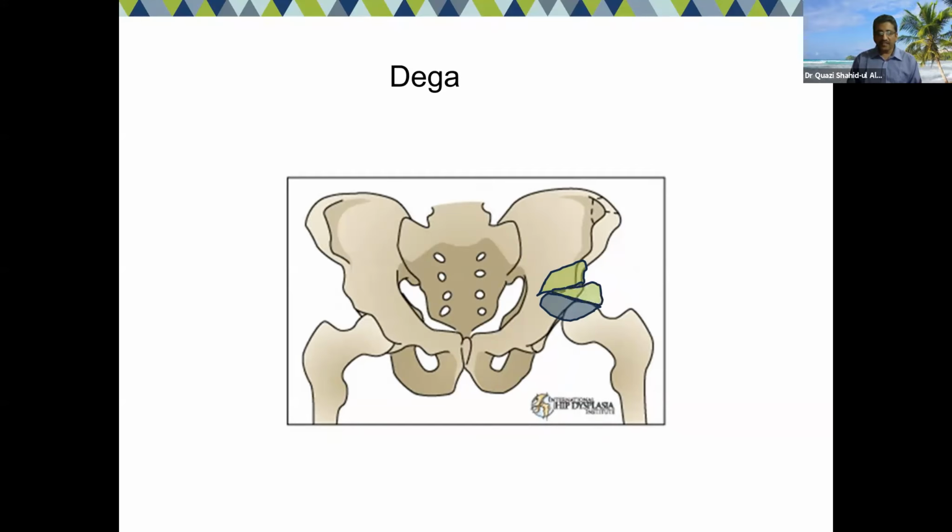But here, as the medial cortex of that iliac bone is still intact, we do not need any fixator for it. Afterwards, in this Dega procedure, we are going to keep that child in a hip spica for 6 weeks. By that time, it will get united because it's a highly cancellous area.